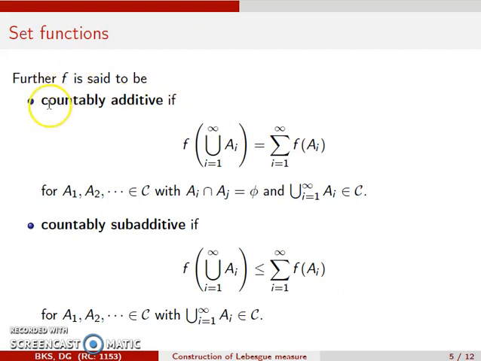Further, f is called countably additive if for a countable class of members of C which are disjoint and whose union is a member of C, we have the f value of the union is equal to the sum of the f values. Also, f will be called countably subadditive if for a countable class of members in C whose union is also in C, but the class is not necessarily disjoint, we have the f value of the union is less than or equal to the sum of the f values.